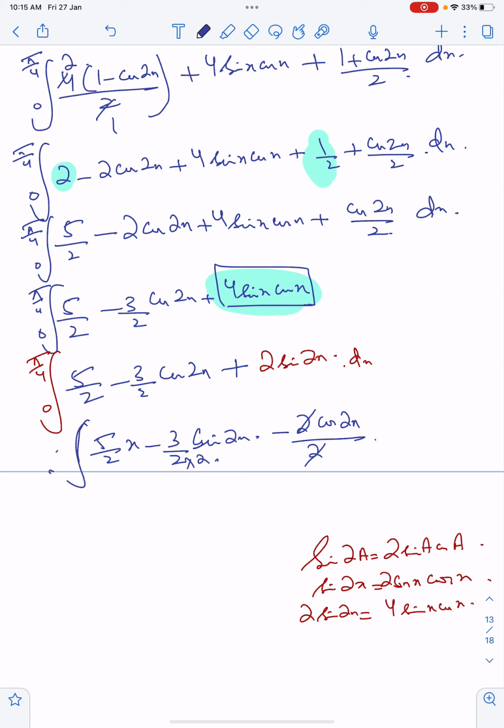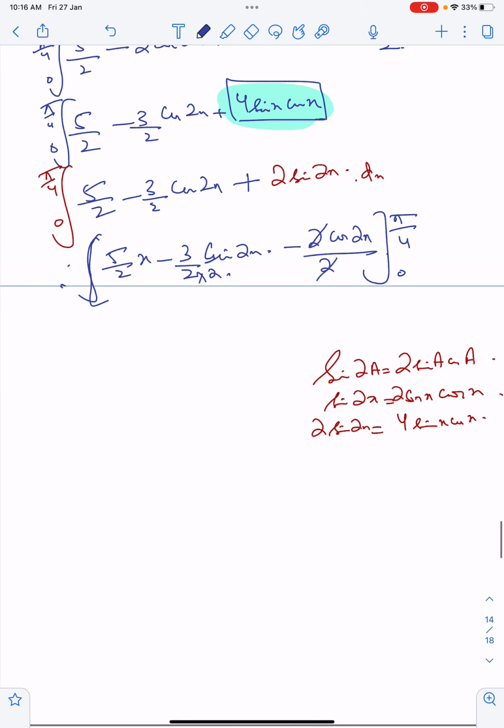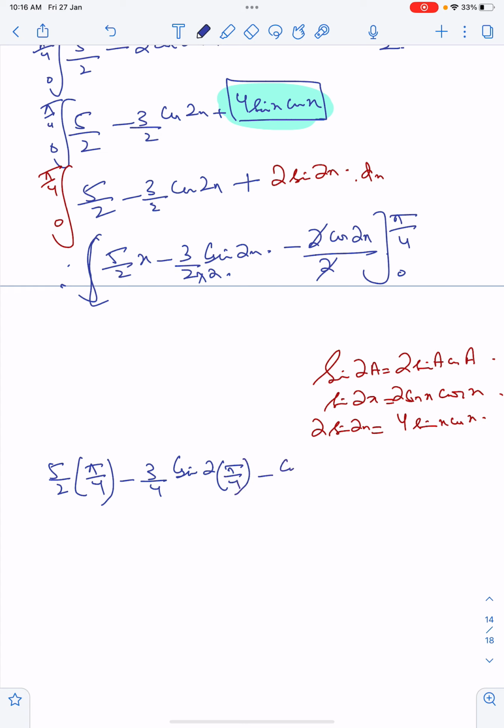Okay, so I was doing integration. I have to apply the boundaries of pi by 4 and 0. So I'm just doing it here, applying the boundaries. 5 upon 2 into pi by 4 minus 3 upon 4 sine of 2 pi by 4 minus cos of 2 pi by 4. This is the first bracket which I have. And the second one is going to give me 0: sine of 0 is 0, cos of 0 is 1. So minus 1 in the second bracket.